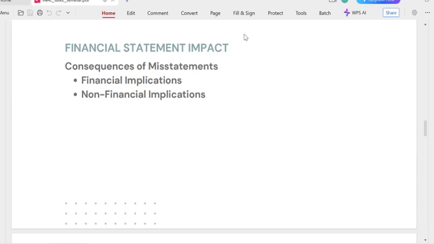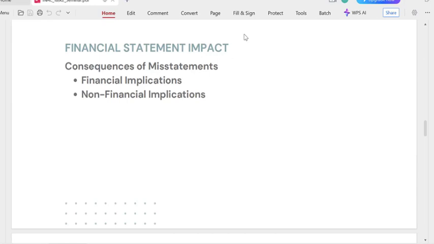Sometimes, for example, if the inventory is overstated, businesses would like to overstate their assets. They don't have that inventory, but they are still writing it. So the business is thinking that they have those resources, but in reality they don't have those resources. So it would lead to wrong decision making. This is financial implication.